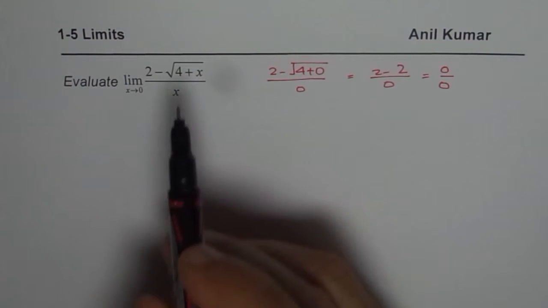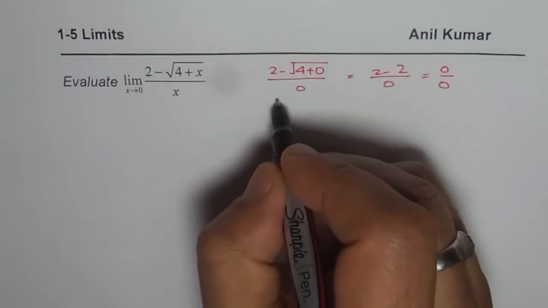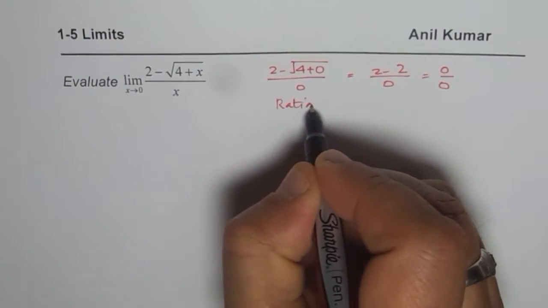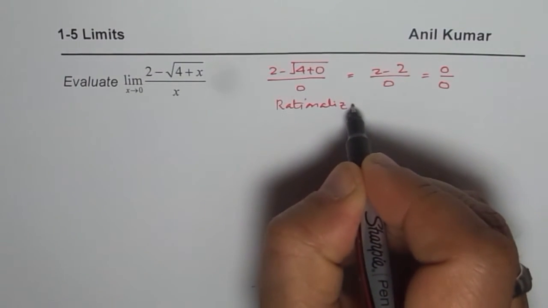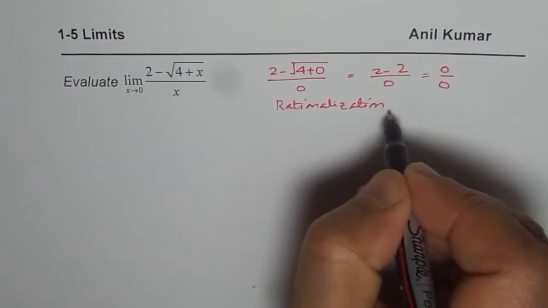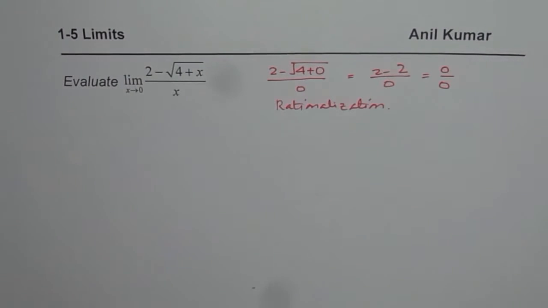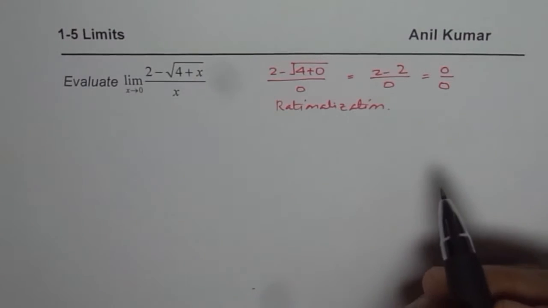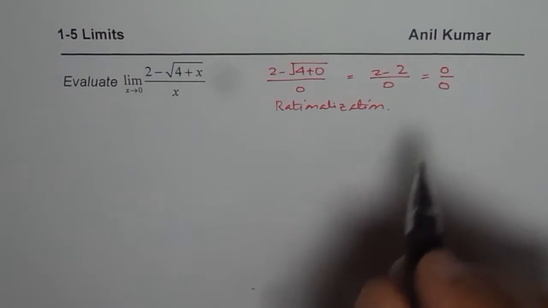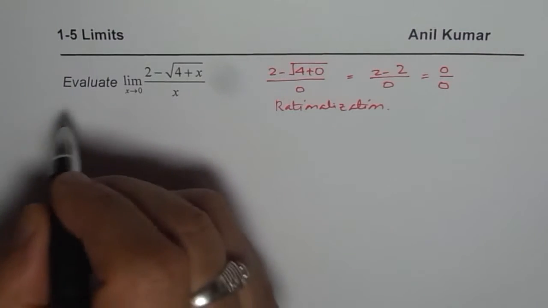As you know, whenever there is a square root, rationalization is a good method. So rationalization will be done. You can pause the video, do rationalization, solve the question, and then look into my solution. So that's an indeterminate form, right? 0 over 0. So let's begin by rationalizing.